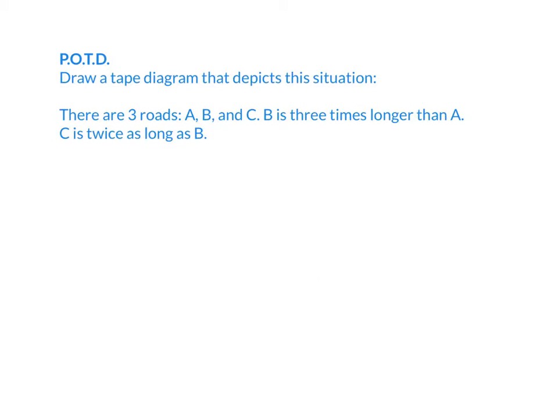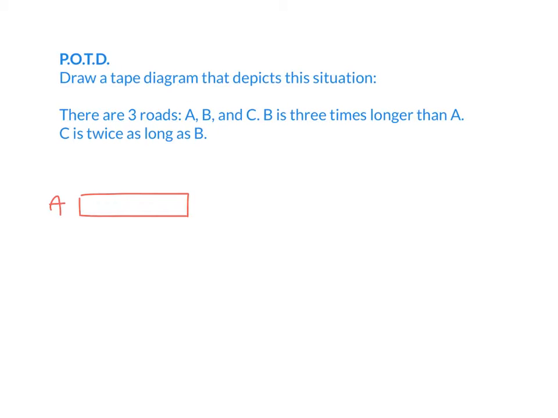Your problem of the day says, okay, please draw a tape diagram, or maybe 3 tape diagrams, that depict this situation. There are 3 roads, road A, road B, and road C. We know that road B is 3 times longer than A, and C is twice as long as B. So here's how you might draw it. I'm going to start by drawing road A. Does it tell me exactly how long road A is? No, it really doesn't matter though.